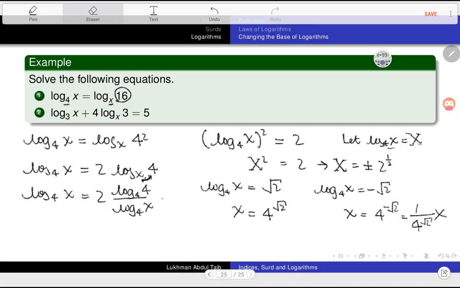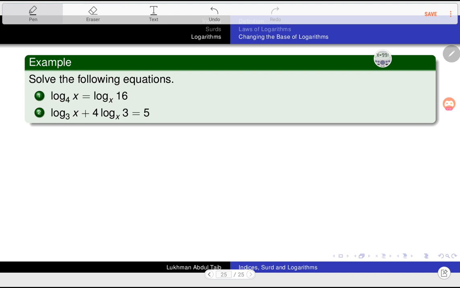Okay, so we go into the second example. Log x to the base of 3 plus 4 log 3 to the base of x equals 5. So first thing first, we have here log x to the base of 3 and log 3 to the base of x, so we need to change the base. Instead of x, we have 3. According to this last rule, we write again as log x to the base of 3 plus 4 over log x to the base of 3 equals 5.